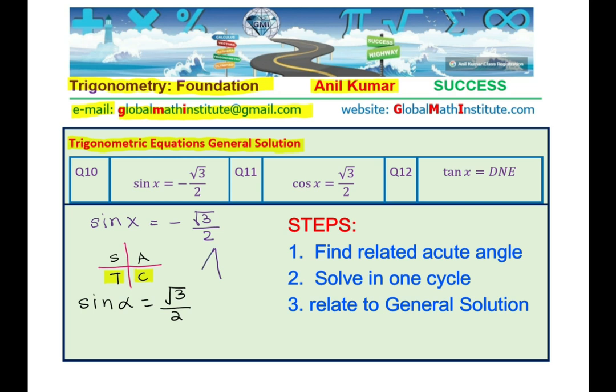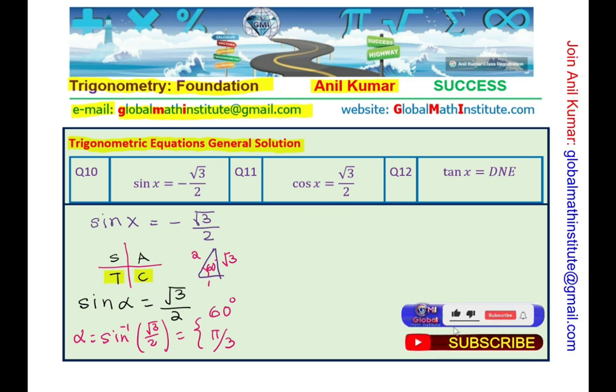Square root 3 over 2 reminds us of a special triangle whose sides are 1, 2, square root 3. Sine means we're looking at this angle, which is 60 degrees. So alpha, which is sine inverse of square root 3 by 2, is 60 degrees if you're working in degrees, and pi by 3 if you're working in radians. So we got the related acute angle. Perfect.